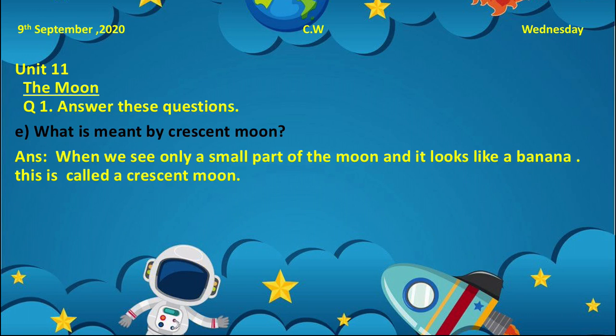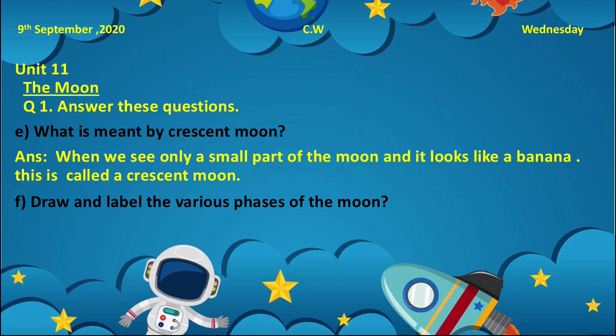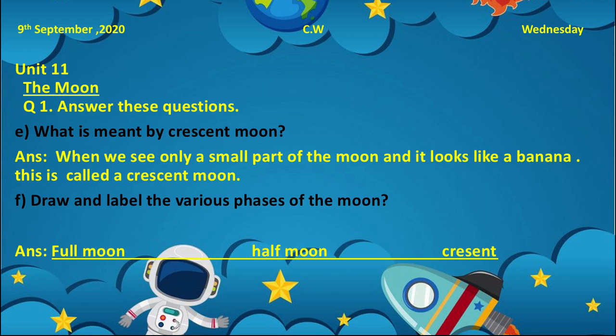Now coming to question number F. Draw and label the various phases of the moon. Now this is interesting. We have to draw it and label. So we will draw and label 3 phases of the moon. Now which phases do we want to draw? First one, the full moon, half moon and crescent moon.